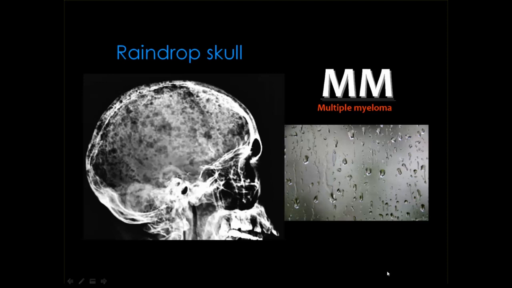Then one of the most common and also the most easy radiological findings for diagnosis of multiple myeloma is what you are looking for, where you get multiple osteolytic lesions in the calvarial bones, and these lesions are of almost similar size. They are sharply defined with punched out edges.